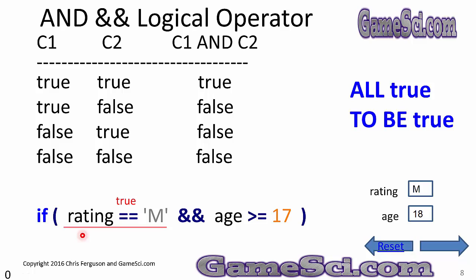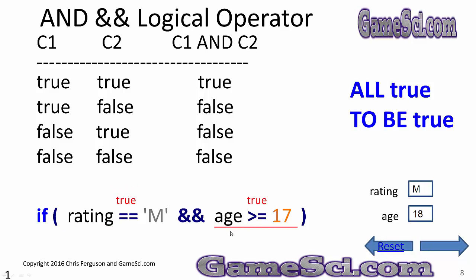Looking at the AND logical operator, let's see how it works by tracing the code. You can see I've built a much more complex if statement here by tying together 2 relational operators with an AND. Let's see how it works. Let's put the value of M in the rating variable and the value of 18 in the age variable. When I evaluate rating equal M, the equality operator here says M matches M. This is very much a true statement.